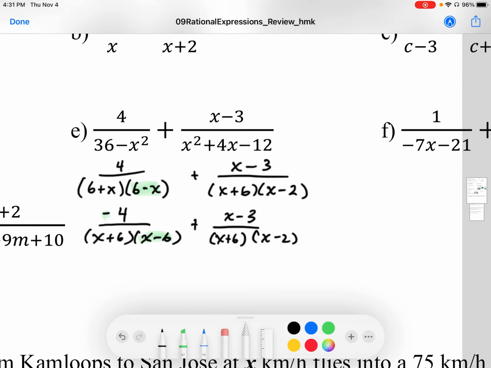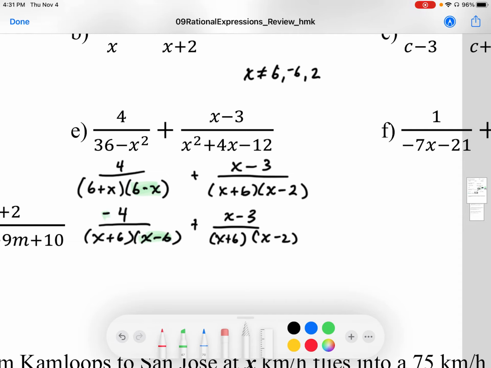So now I can see my factors here. I'm going to state my restrictions. So my restrictions are going to be x not equal to 6, negative 6, and 2. Okay, those are going to be all my restrictions. Now I can get a common denominator and add these fractions together.